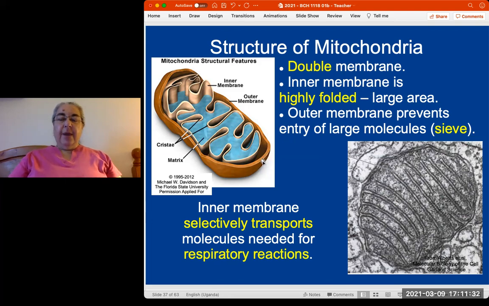The outer membrane acts a bit like a passive sieve. It stops large molecules going into the mitochondrion. The inner membrane has a lot of selective transport going on, because that's an important part of the respiratory reactions that produce the ATP.